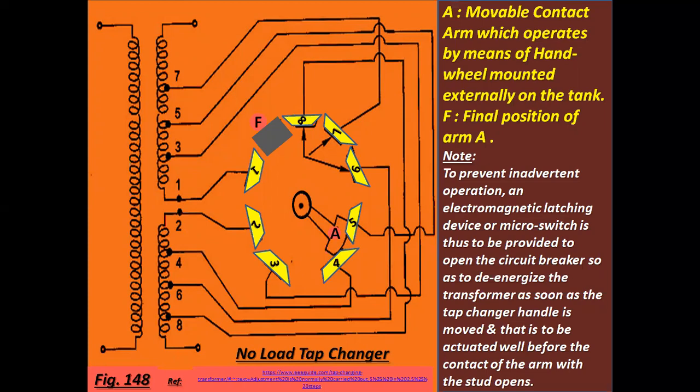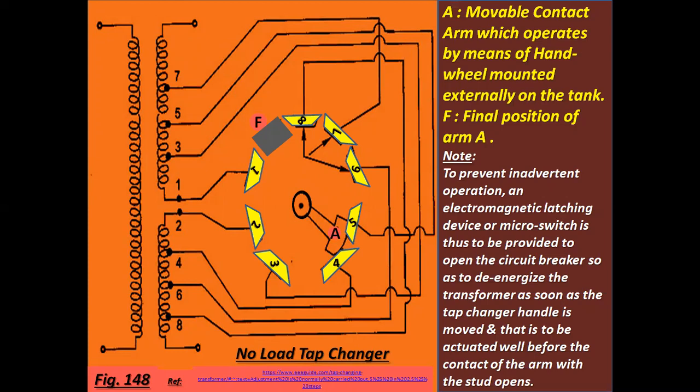First part A, you see A, the arm in the diagram, a movable contact arm which operates by means of a hand wheel mounted externally on the tank. F is the final position of the arm A to rotate.